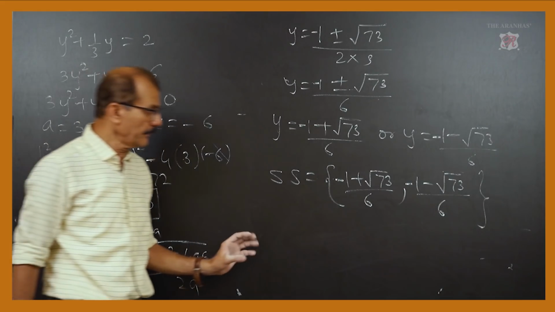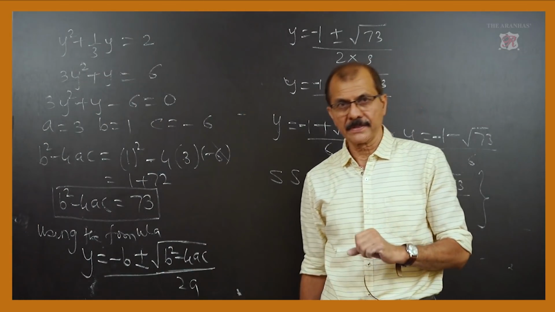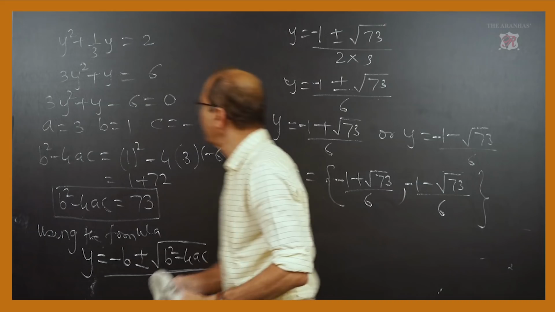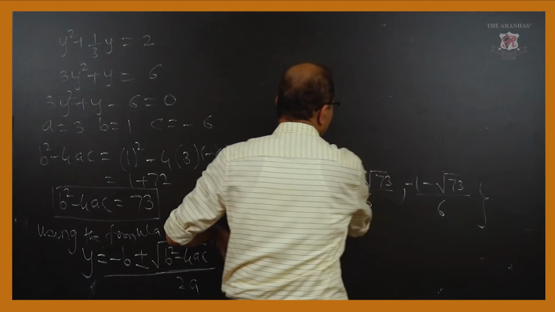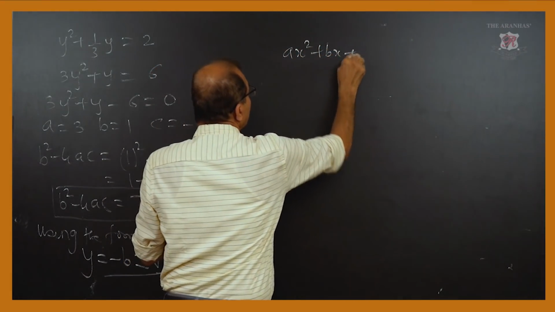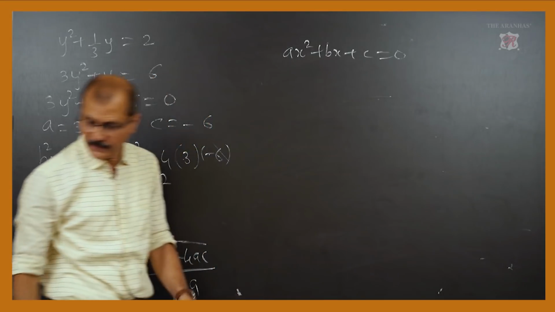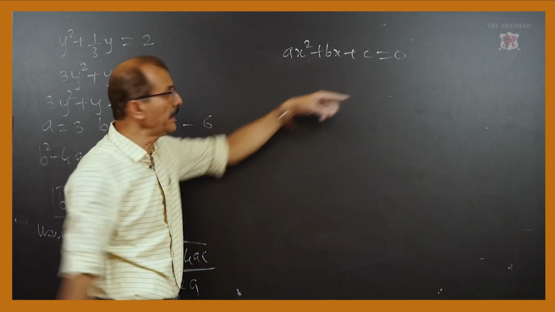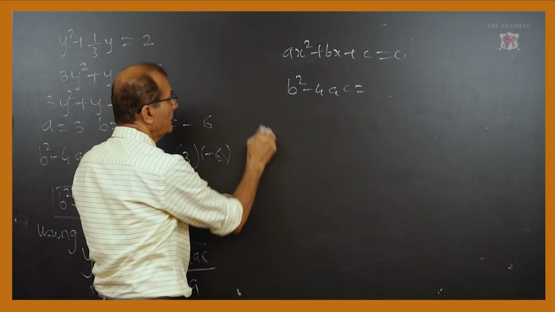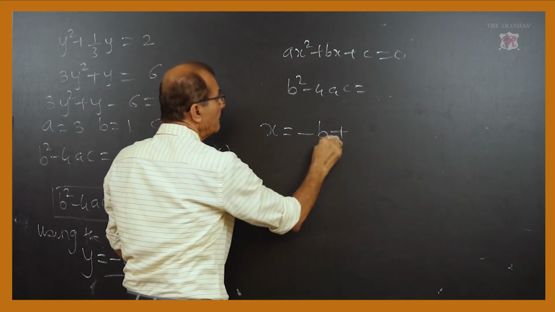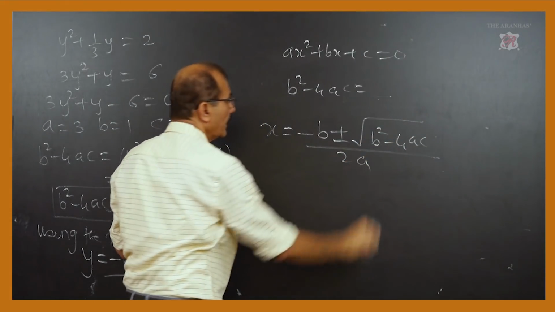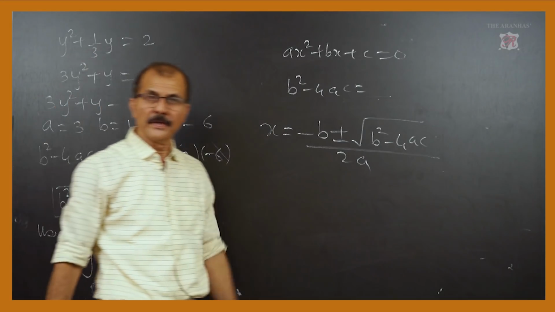So, today we have done two sums. I will just explain the formula once again, how to find by the formula method. If you have an equation ax square plus bx plus c equals to 0, it should always be in this form. You find the values of a, b, c, you find the value of b square minus 4ac, and then use the formula x is equals to minus b plus minus root of b square minus 4ac upon 2a. Using this formula, you will get your required answer.